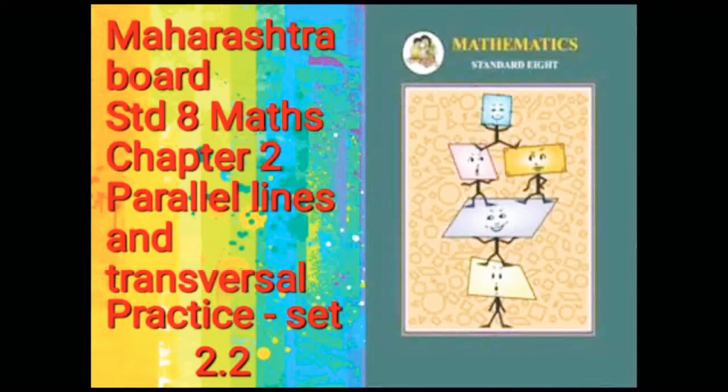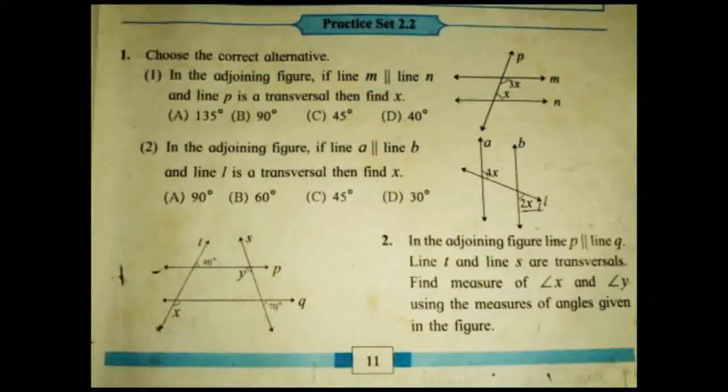Now let us begin practice set 2.2 on textbook page number 11. First one. Choose the correct alternative. In the adjoining figure, if line M is parallel to line N and line P is a transversal, then find X. You have to find the value of X and there are 4 options given. After solving the sums, you have to choose the correct option.